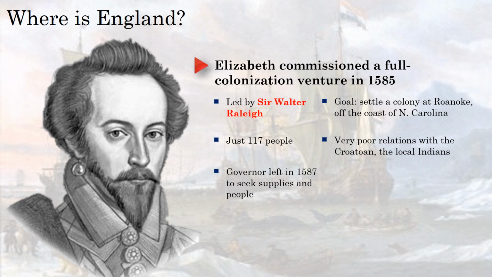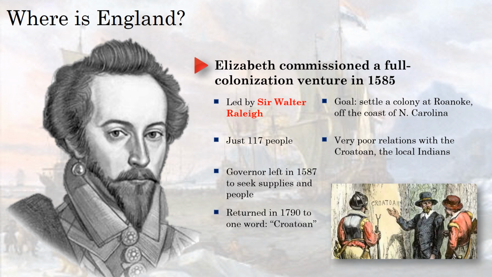And he was delayed by a major battle that was going on with Spain. And when he returned in 1590, he found that nobody was there. Everyone had disappeared. No trace of the settlers at all, not even the bodies, right? And so there was just one word leading to all kinds of speculation, and that word is Croatoan, which was etched on a tree. So what does that mean?